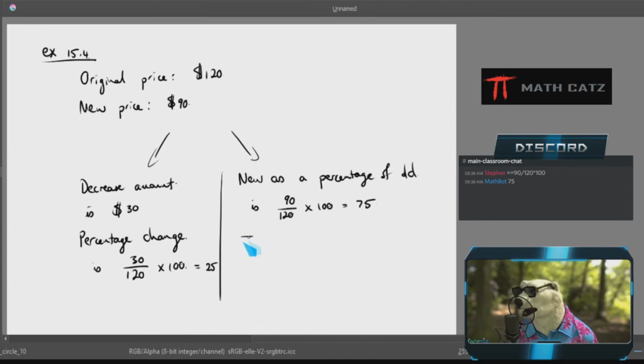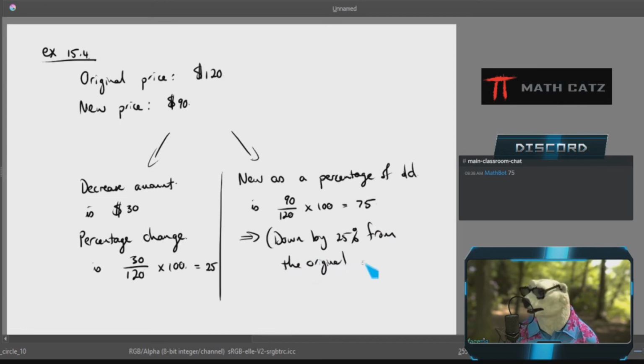So that means it is going down from 100. So let's say here, down by 25% from the original 100% amount. I'm just writing these things out because there are people that they don't really have a sense for this yet. They don't have a lot of experience. They haven't thought about it. We need to build that experience.